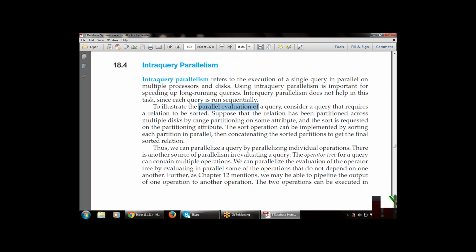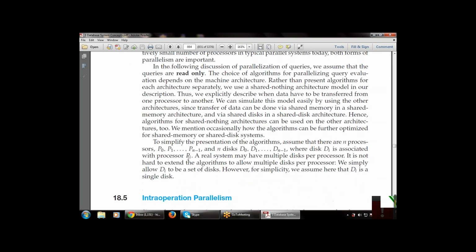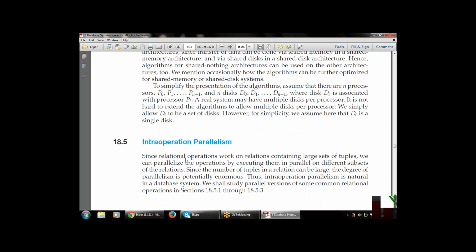To illustrate the parallel evaluation of a query, consider a query that requires a relation to be sorted. In summary, the execution of a single query can be parallelized in two different ways: inter-operation parallelism and intra-operation parallelism. Intra-operation means how different operations are performed within a parallelism, and inter means across the copies used in the operating parallelism.